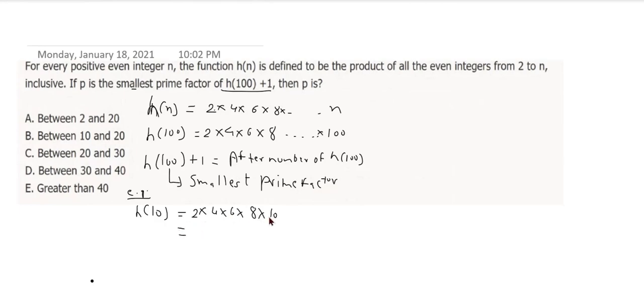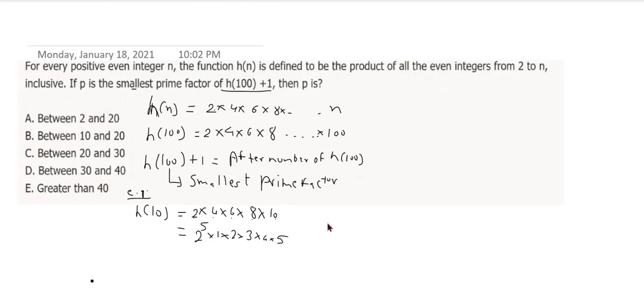Can I simplify it? These are all even numbers, so I'm going to take out 2 from each of them. That gives 2 to the power 5. What is left is 1 into 2 into 3 into 4 into 5, which is 5 factorial. But I don't want to write it as 5 factorial. Let this be like this.